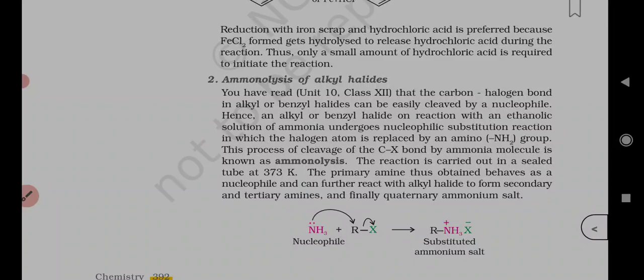The carbon halogen bond in alkyl or benzyl halides can be easily cleaved by a nucleophile. Hence, an alkyl or benzyl halide on reaction with an ethanolic solution of ammonia undergoes nucleophilic substitution reactions in which the halogen atom is replaced by an amino NH2 group. This process of cleavage of the C-X bond by ammonia molecule is known as ammonolysis. The reaction is carried out in a sealed tube at 373 Kelvin.